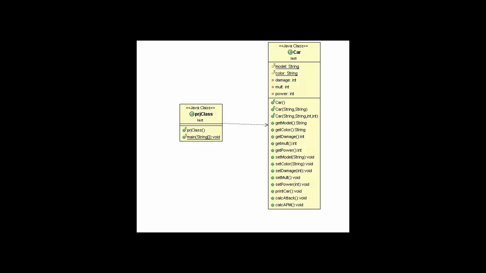At the top we have the car constructor methods, all with different parameters, and then we have our 5 get methods, 5 set methods. And then at the bottom we have 3 custom methods, which are printCar, calcAttack, and calcAPM.